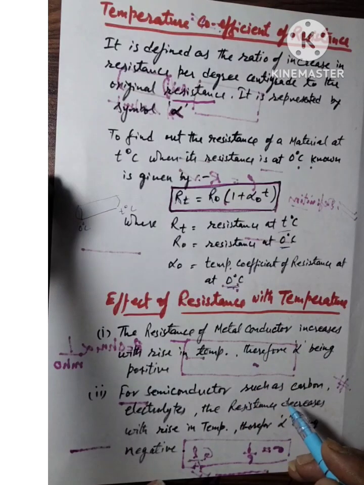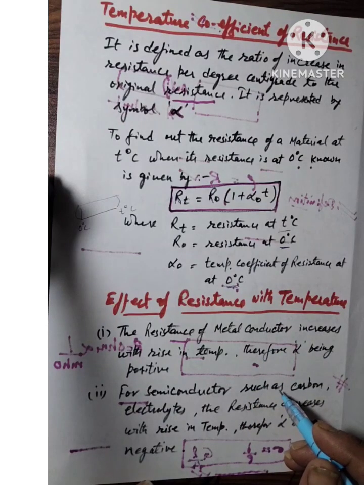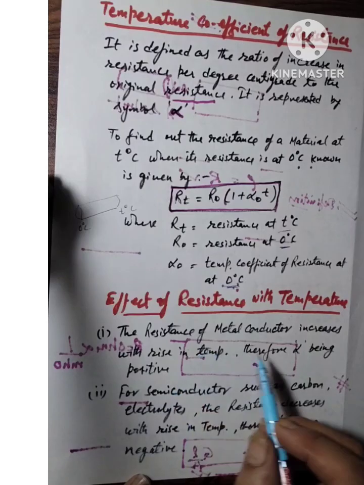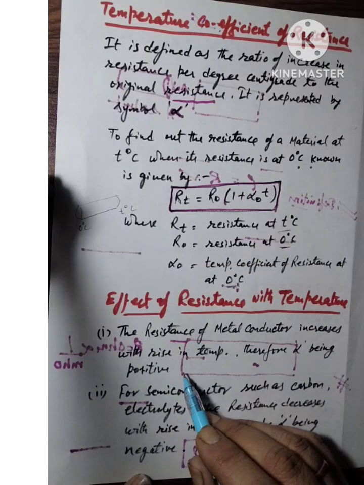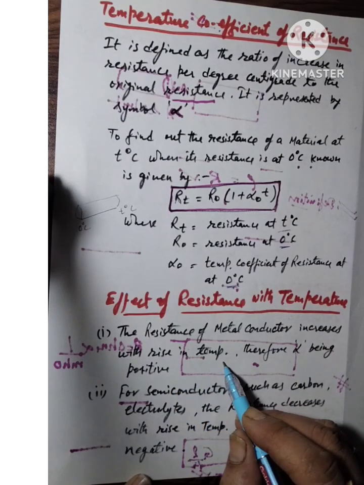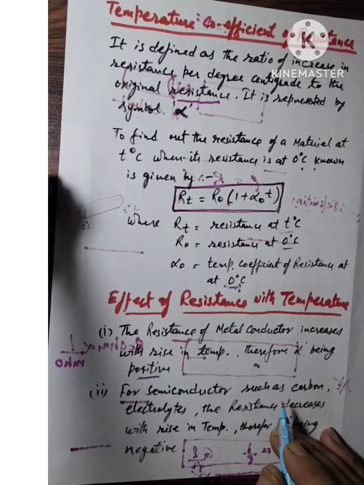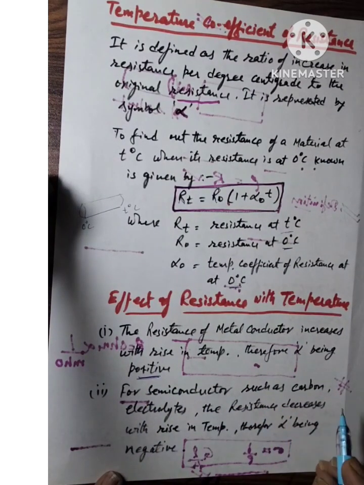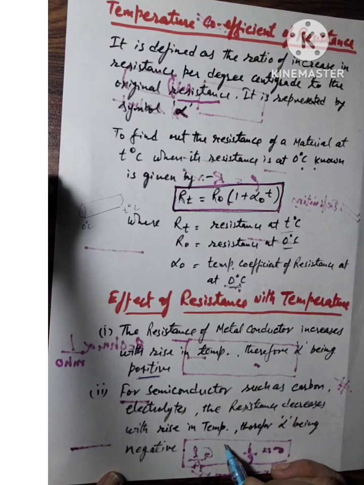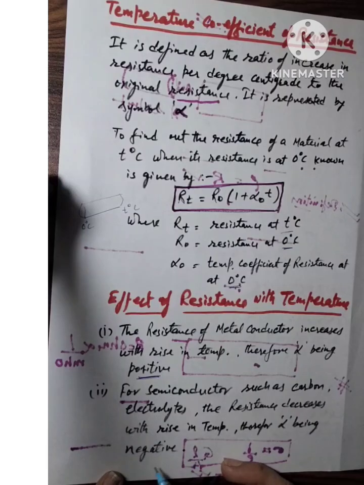What is the effect of temperature on resistance? The resistance of metal conductors increases with the rise in temperature, therefore alpha is positive. And for semiconductors such as carbon and electrolytes, the resistance decreases with the rise in temperature, therefore alpha is negative.